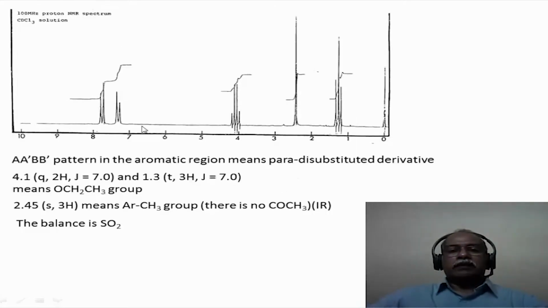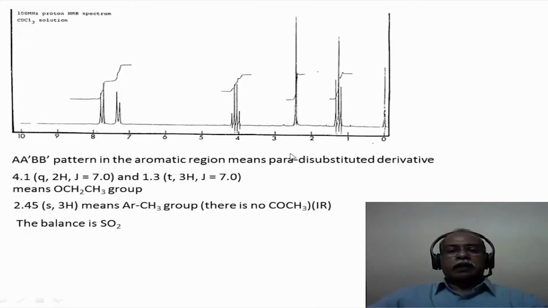Proton NMR spectrum is very nice. You have an AB quartet, A', B' kind of a pattern, which immediately tells you that in the aromatic region you have a para-substituted derivative. And then 4.1, a quartet of 2 hydrogen intensity, 7 Hertz coupling, and a triplet at 1.3 ppm of 7 Hertz coupling. These are the coupling partners. So this would essentially amount to OCH2CH3. OCH2, because this is about 4.1, the large chemical shift value tells you that it has to be attached to an oxygen, and nothing else would come in the 4 region of the NMR spectrum.